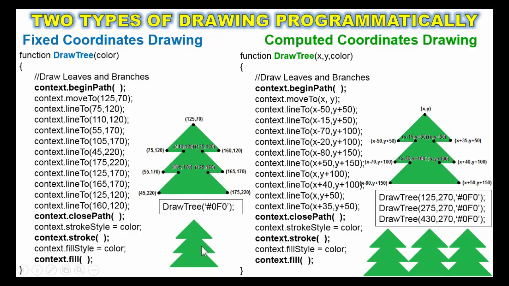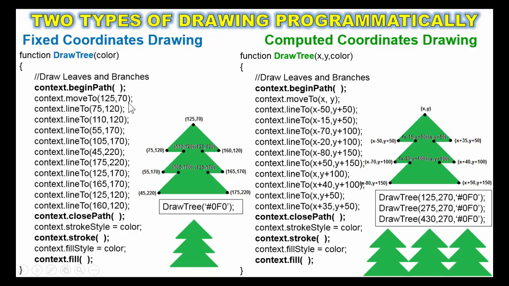On the other hand, this definition of the function draw tree with formal parameters x, y, color is an example of a computed coordinates drawing. Calling the function draw tree three times with different arguments like 125, 270; 275, 270; 430, 270, you can draw three pine trees on the canvas.